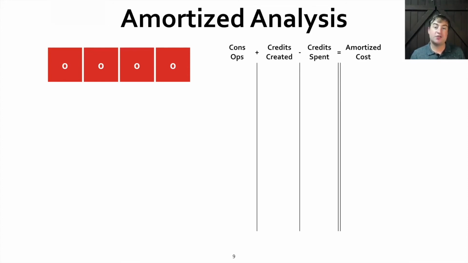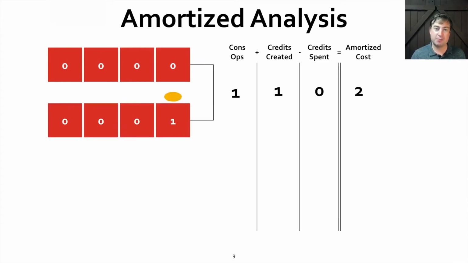The credit invariant for the binary counter is that we keep 1 credit on each cons cell, which holds a 1 bit. So here's an example to illustrate how this works. We start with an empty counter with no credits, and then the first increment flips the first bit, and we spawn a credit to put on the 1. Total amortized cost here is 1 cons plus 1 created credit equals 2 amortized cost.